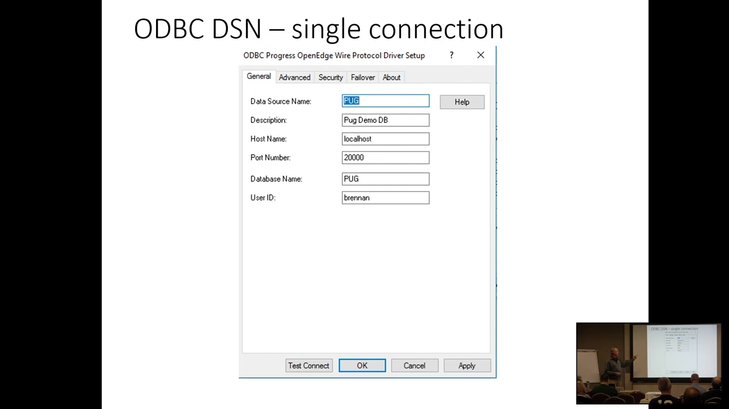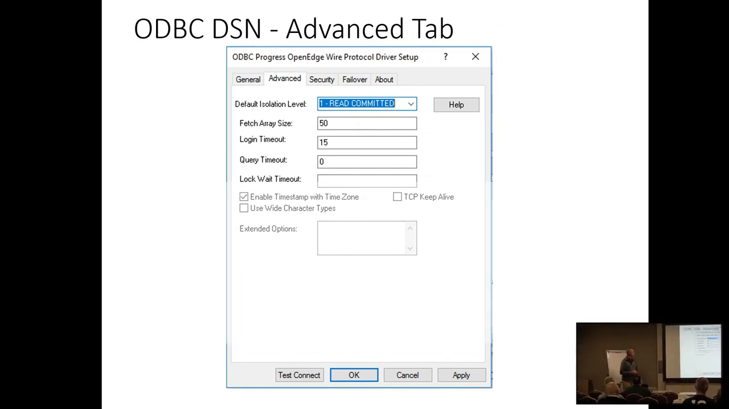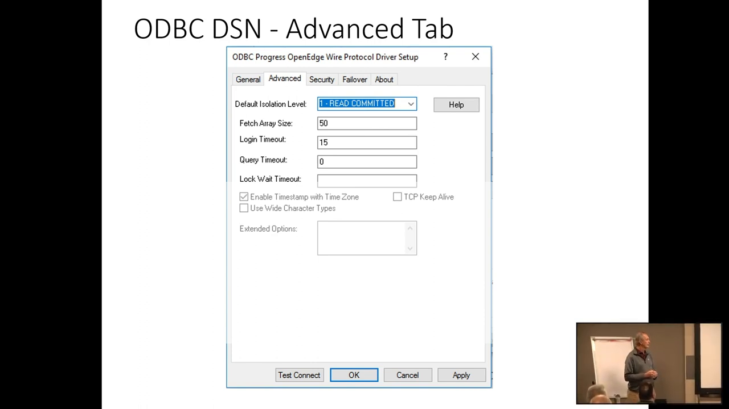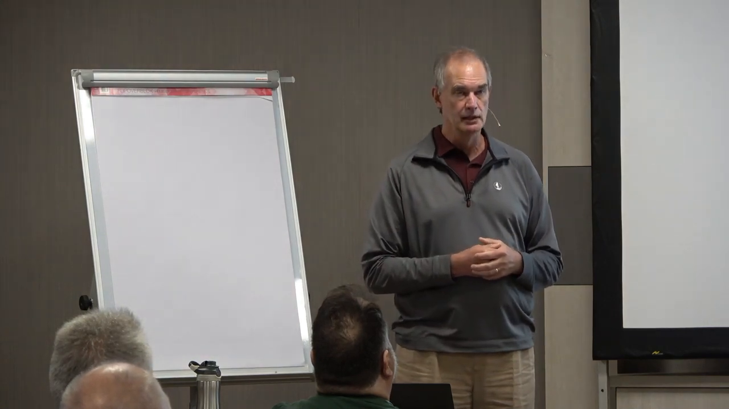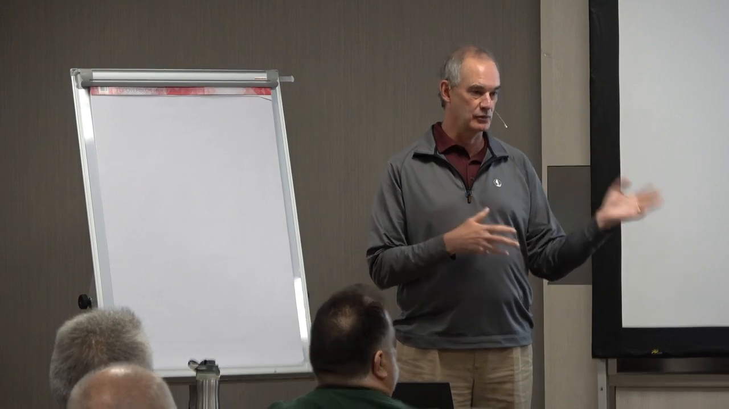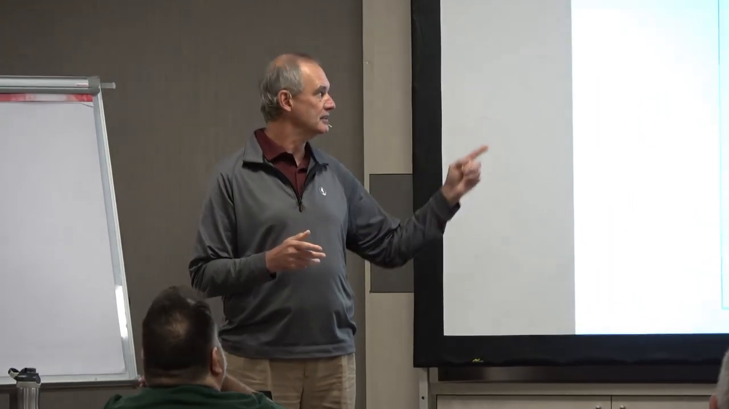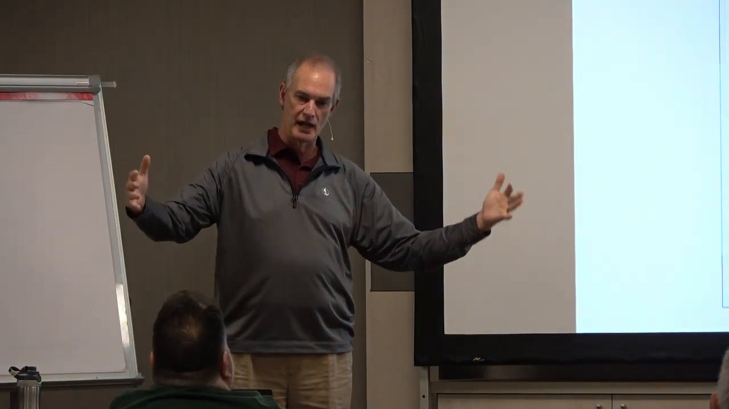Where we're going to find a few things of interest are on the Advanced tab, okay? And I'm going to point out a few things. We're going to come back to the default isolation level in a moment. The fetch array size is basically the number of rows that are coming back, and it by default seems to run okay. Okay, if you start chasing that number down, that number is per connection or per creation.